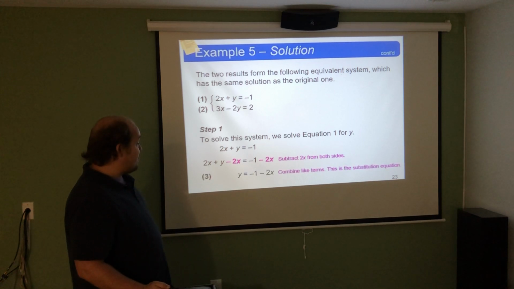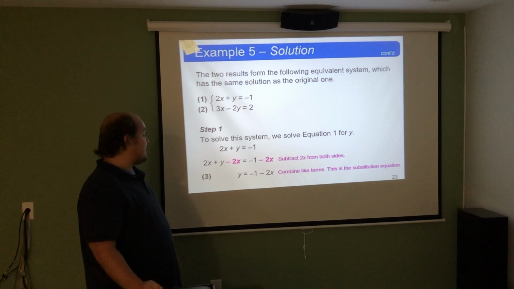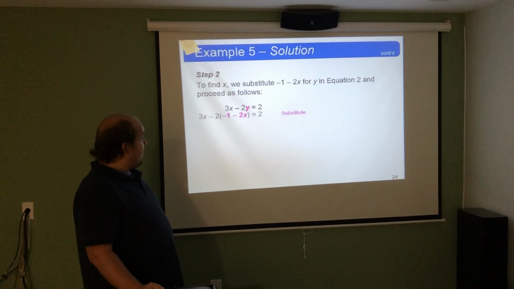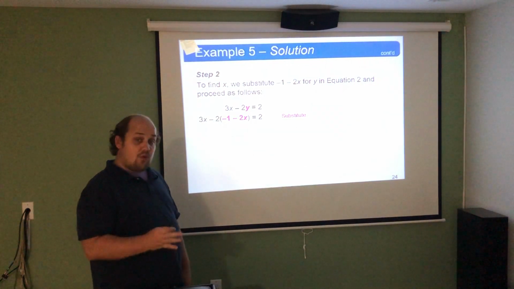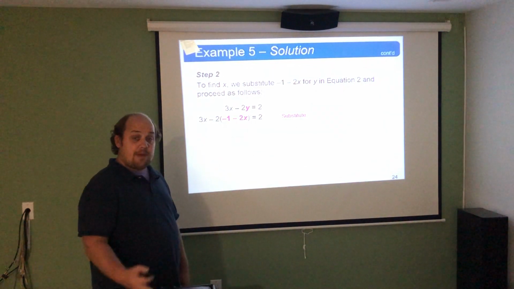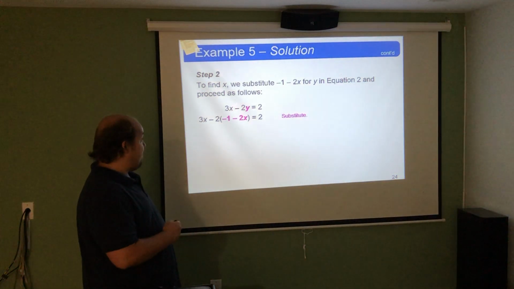Now I have y equals -1 minus 2x. I can put that in where I see a y in the second equation. When I plug that in, I need to remember to put in parentheses so that I'm sure that whatever's outside gets multiplied by each part of the parentheses. Understand that this negative matters.